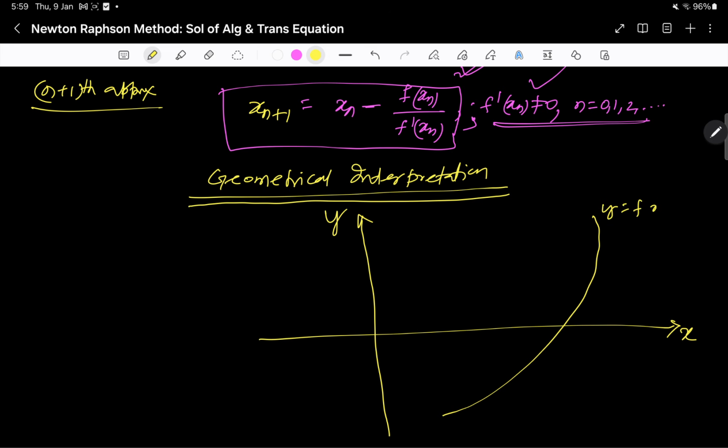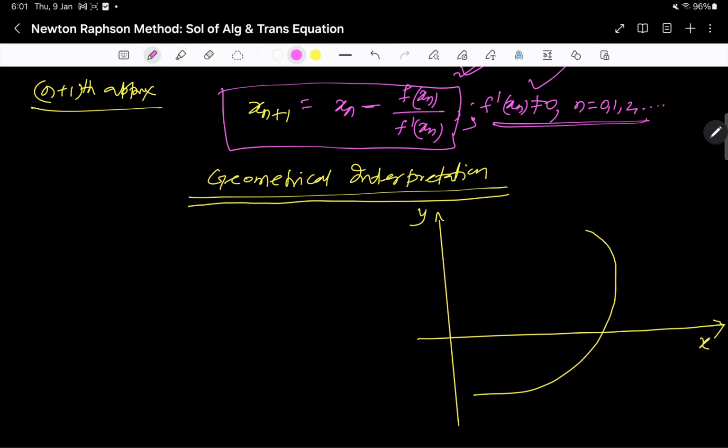Y is equal to f(x) is my given curve, right? So we consider the curve y is equal to f(x). Now this curve cuts the x-axis at, say, alpha, so alpha is our desired root. Now we have an initial approximation. Let x0 be my initial approximation. The corresponding point on the curve is (x0, f0), or f(x0). This is the corresponding point on this curve.